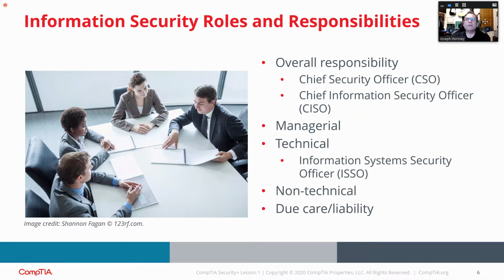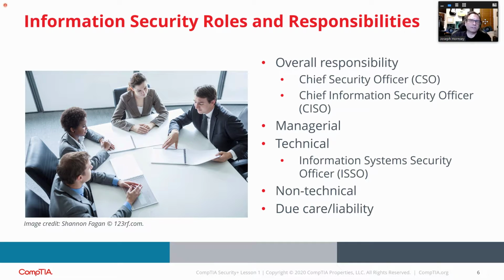And by the way, on the slide you've got CSO and CISO, Chief Security Officer and Chief Information Security Officer. Same thing, just two different titles for the same position. Same thing with ISSO or ISO. You're either going to have an information system security officer or an information security officer. My experience is that ISO is a little bit more common, but again, same job, just different titles.